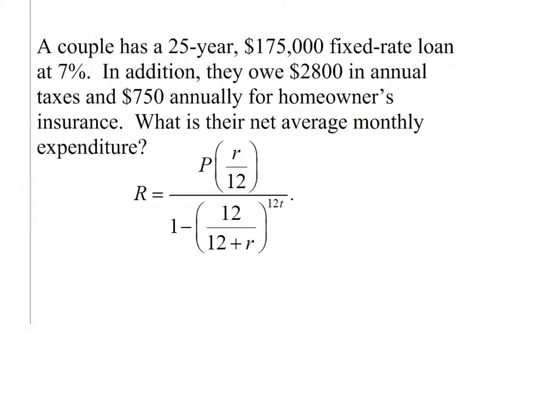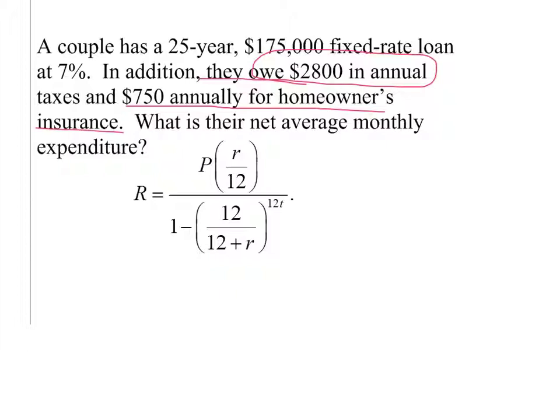Now, some problems will also have taxes or homeowners fees or something like that in them, and you'll have to take that into consideration when we say what is it they're paying every month for their home. So a home payment doesn't just necessarily have what's calculated for the mortgage, it might have something else in it. The previous problem just had the mortgage. This one actually says, in addition, they owe $2,800 in annual taxes and $750 in homeowners insurance. So this one has taxes and insurance included in it too.